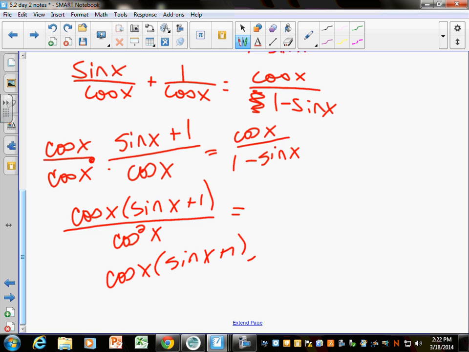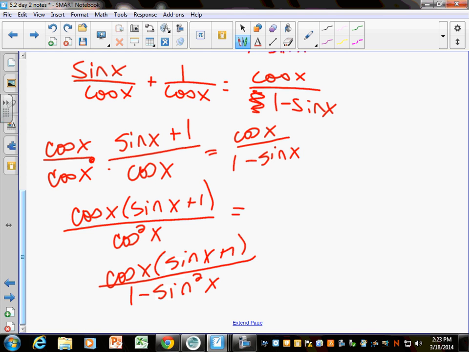Pythagorean identity, now that it's squared, I could write that as 1 minus sine squared. And I'll just stop here and I'll let you finish this. But what could I do now with the bottom of this? It's a perfect square minus a perfect square. Could I factor that into 1 minus sine x and 1 plus sine x? And that's going to cancel out with the sine x plus 1. And I think you're going to get the answer.